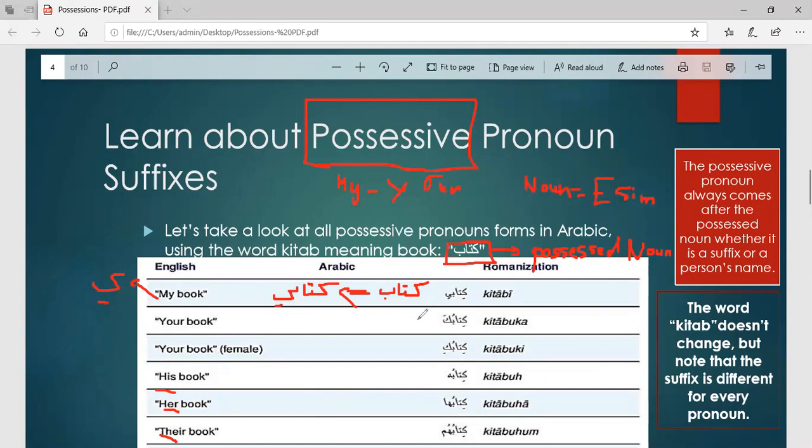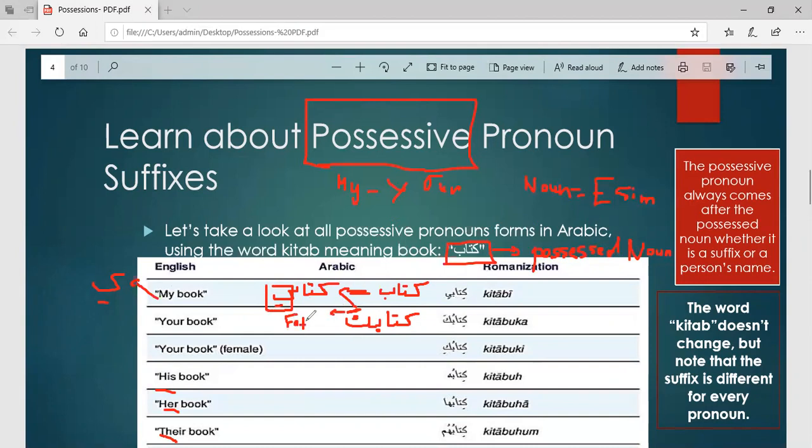So notice that here the possessive pronoun suffix is ya, which means in Arabic, my, and the possessive pronoun came after the possessed noun. Your book. We start with kitab. We need to change the ba, of course. Kitabuka. Ka, if it's masculine, you put fatha above it. This is called fatha.